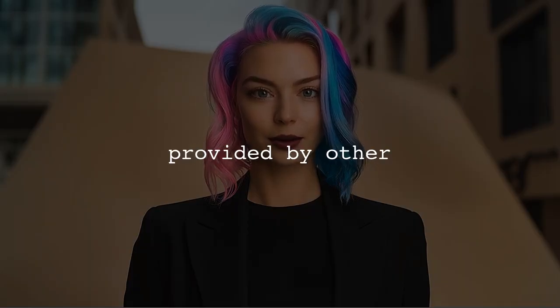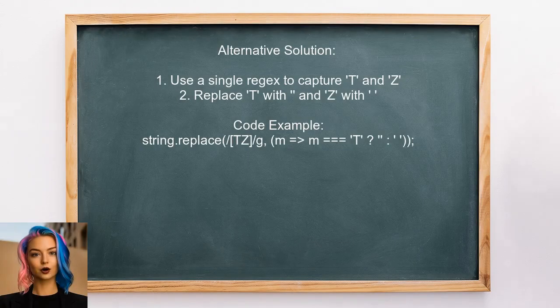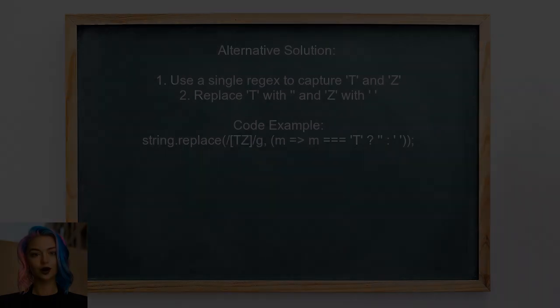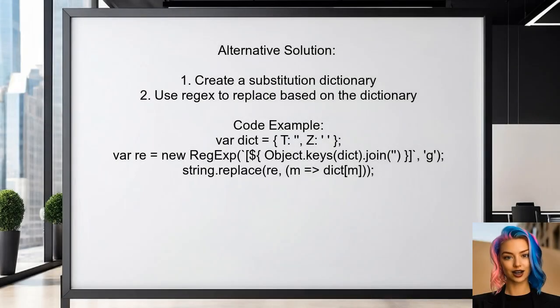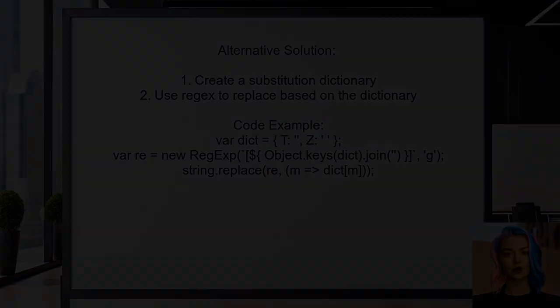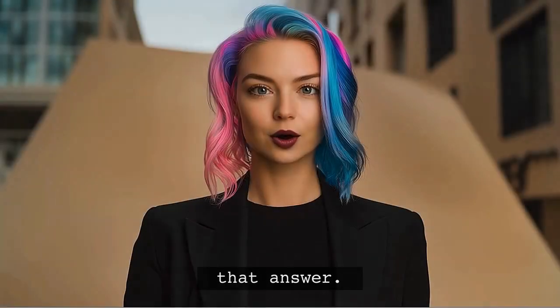Now, let's look at the answers provided by other users. An alternative approach suggests using a single regex to capture both characters. You can replace T with an empty string and Z with a space in one go by using a callback function. Additionally, you can use a dictionary for substitutions. Create a dictionary mapping T to an empty string and Z to a space, then use a regex to replace based on this mapping. That's all on that answer.